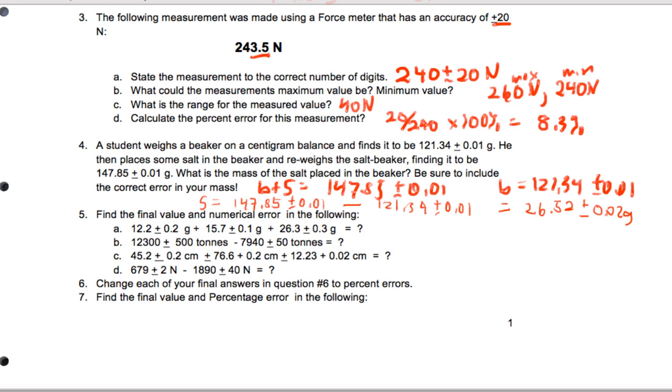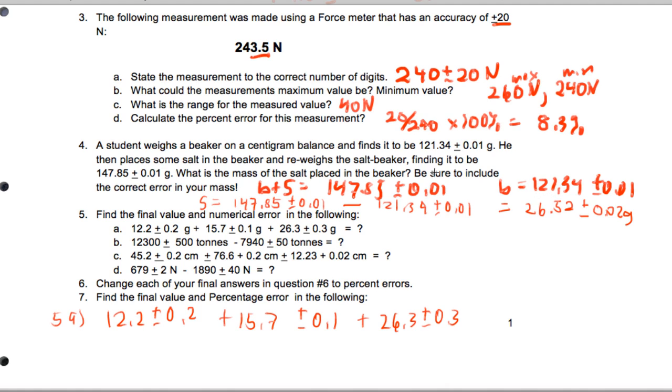All right, so now let's get some numerical error. So we're going to do problem number 5, and actually I may throw in just an extra sheet of paper here to make sure I'm not writing it all over the place, but we'll see. So let's do 5a. It's going to be 12.2 plus or minus 0.2 plus 15.7 plus or minus 0.1 plus 26.3 plus or minus 0.3.